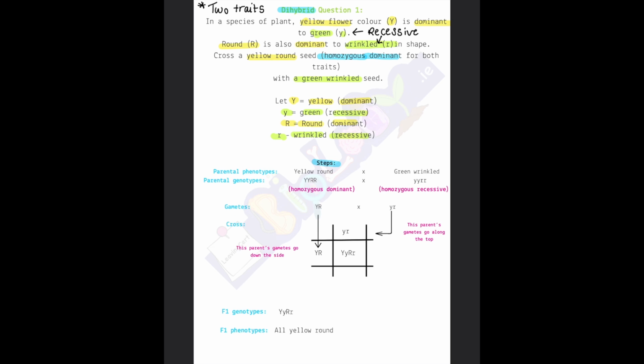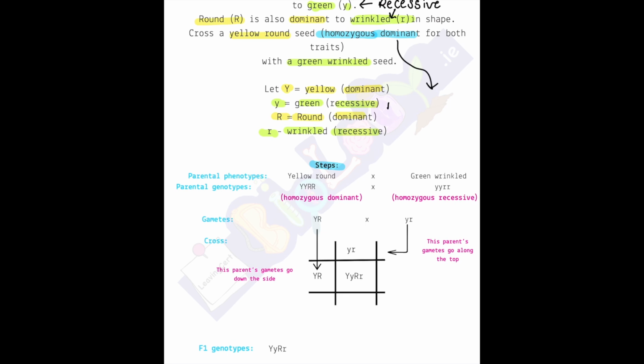So let's do our steps. Always start off with your parental phenotypes, what they physically look like. pH for phenotype, pH for physical. So homozygous dominant means homozygous. The letters are identical. So we either have two big Y's, two big R's, two small y's, two small r's, and the dominant tells us whether we have a capital or a small. So homozygous means we have two of the same alleles, and the dominant refers to that they are both capital.